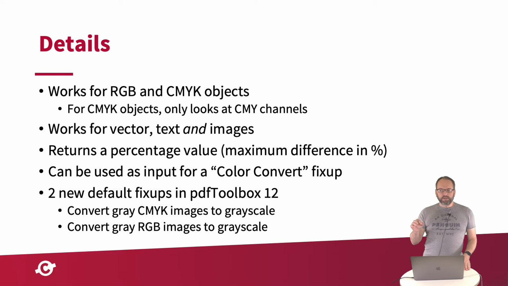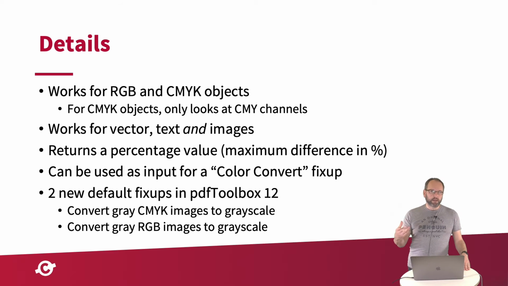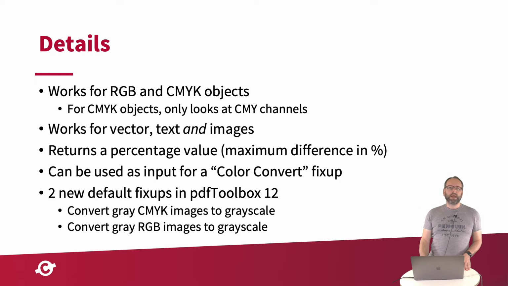And of course, this can be used as the input for a color convert fixup. Color convert fixups have these apply to fields, and that apply to field determines which objects are going to be touched. So in a color convert fixup, you could say, look at all the images, convert them all to CMYK, except for the images that are this faux gray.